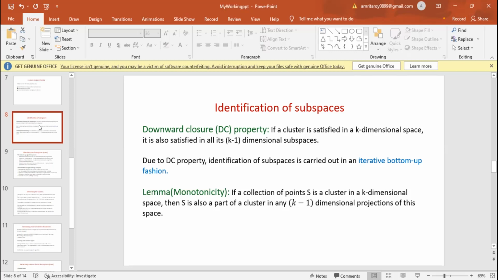We use a bottom-up algorithm to find dense units that exploits the monotonicity of the clustering criteria with respect to dimensionality to find the subspace. Now we have the lemma of monotonicity. If a collection of points S is in a cluster in a k-dimensional space, then S is also a part of a cluster in any k-1 dimensional projections of this space.